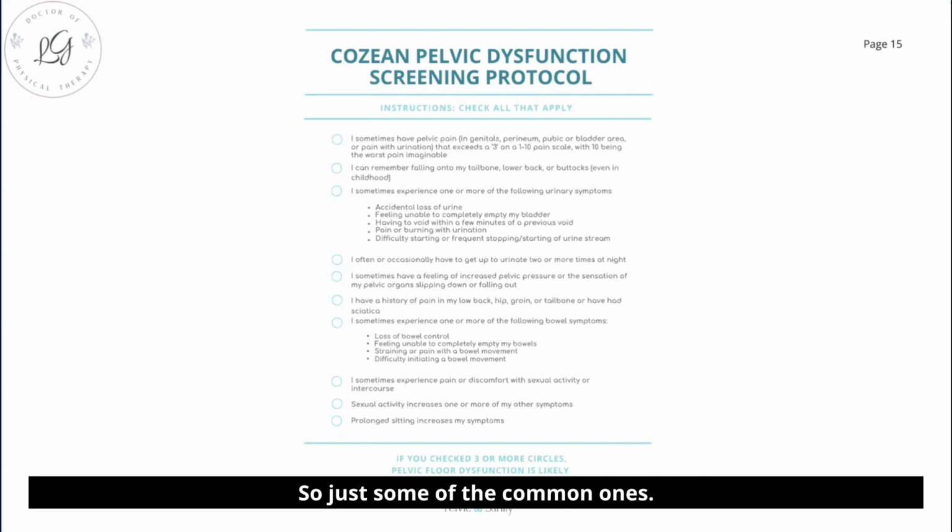So this is just an example. So just some of the common ones. I sometimes have pelvic pain that exceeds a 3 on a 1 to 10 pain scale. I sometimes experience these urinary symptoms: leakage, inability to control bladder, pain or burning with urination, talking about all those different categories. So it's pretty easy if you want to administer it in person. It takes less than 5 minutes, and it's a really great tool to give a good understanding of what could be going on with this person's pelvic floor.